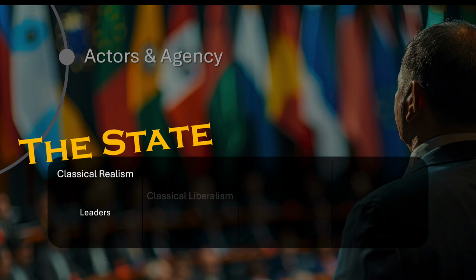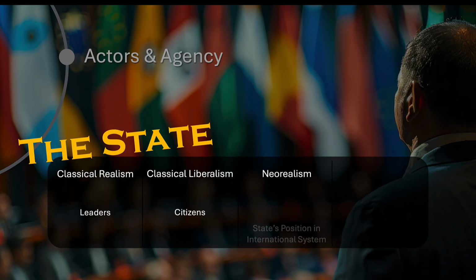In classical liberalism, state leaders still matter, but so too do citizens. Democratic institutions, public opinion, and moral norms shape how states behave. Individuals and domestic politics are part of the story. This opens the door to seeing non-state actors, civil society, the media, even activists, as part of global politics.